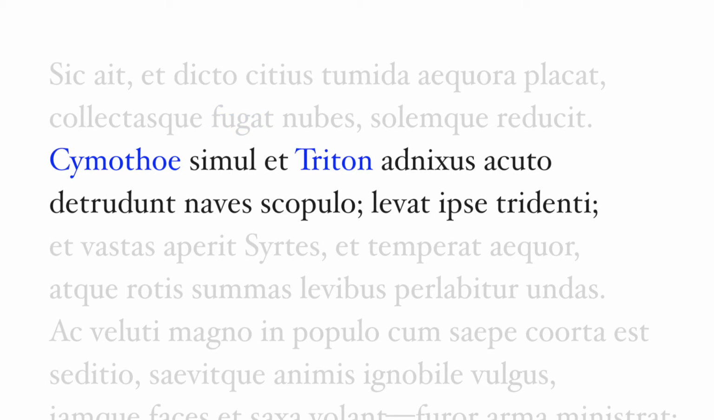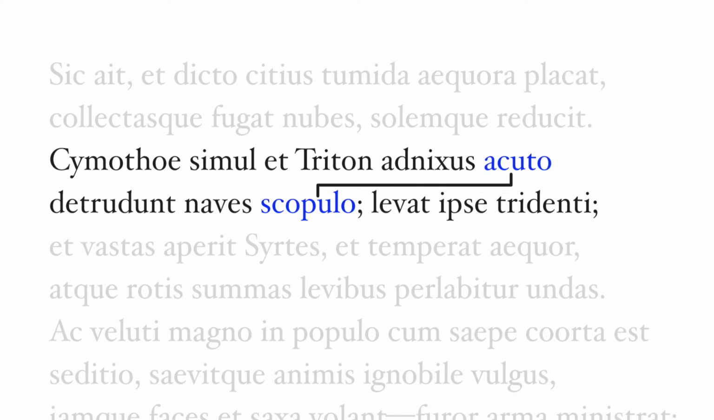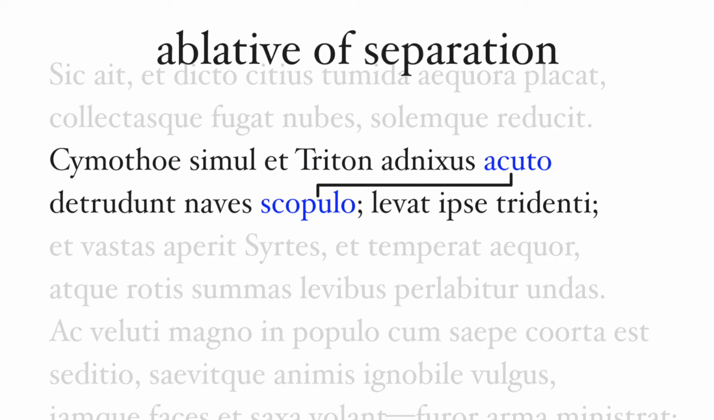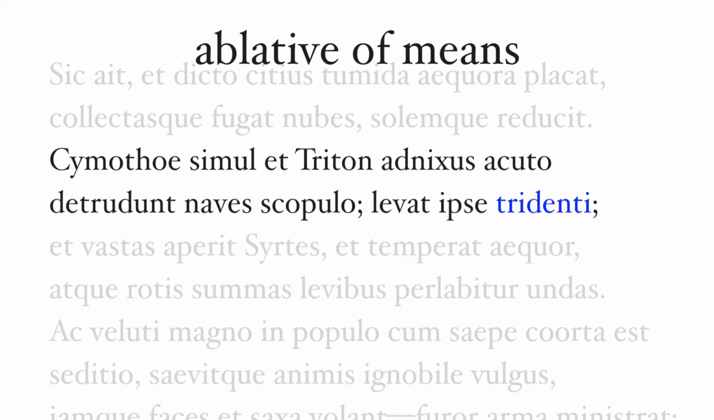In line 144, we have two of Neptune's assistants, the sea nymph Cymothoe and Triton, one of Neptune's sons. Acuto scopulo, in lines 144 and 145, is an ablative of separation. So these two push the ships, probably the three that run aground on the altars, off from the sharp rock. Ipse, in 145, refers to Neptune himself, and we have an ablative of means with tridenti, his three-toothed trident.